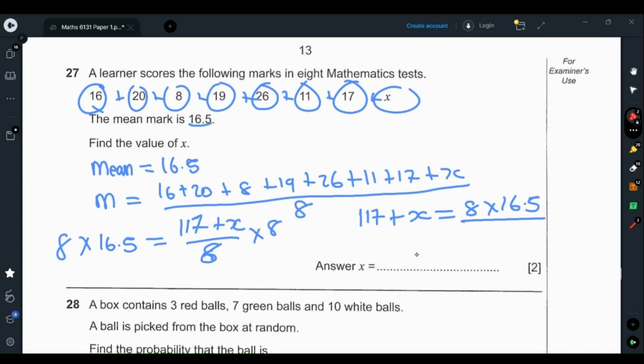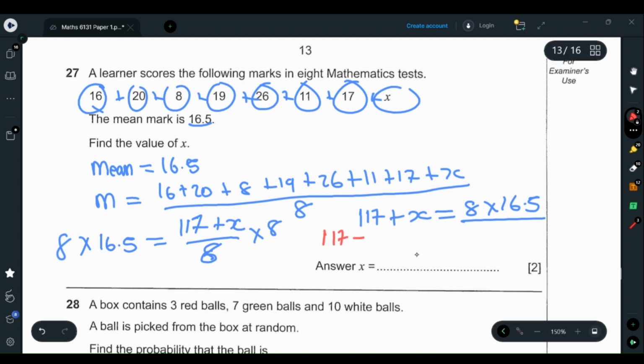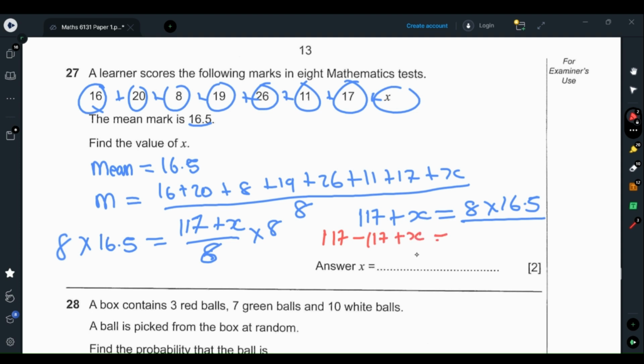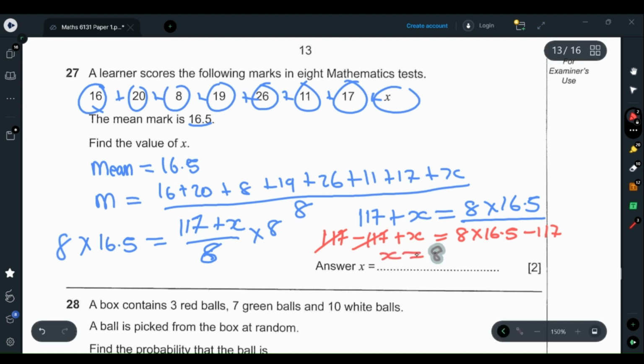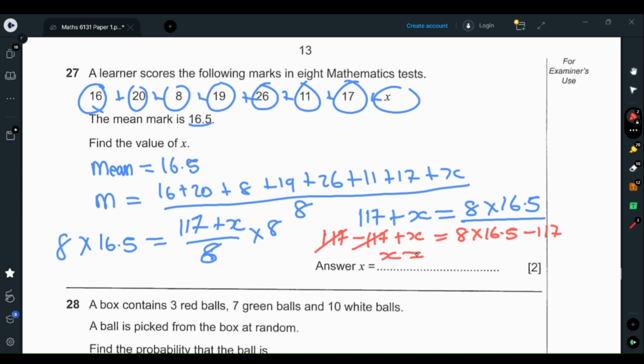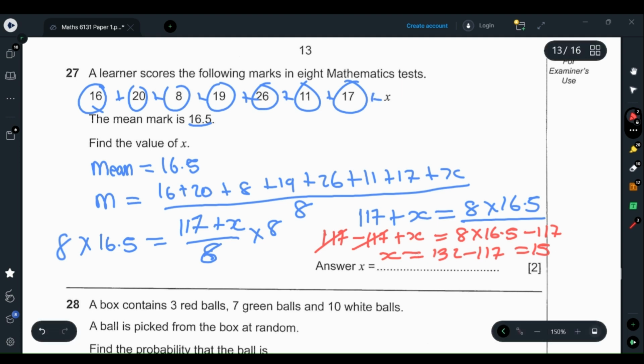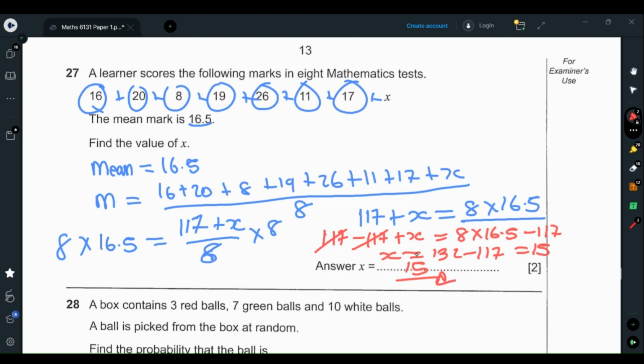Alright, so how do I get x to be alone this side? To do that, I need to subtract 117. Minus 117 from 117 plus x is equal to 8 times 16.5 minus 117. This and this one will cancel out, therefore I have x is equal to 8 times 16.5, that gives me 132, minus 117. Final answer is 15. So the missing test.